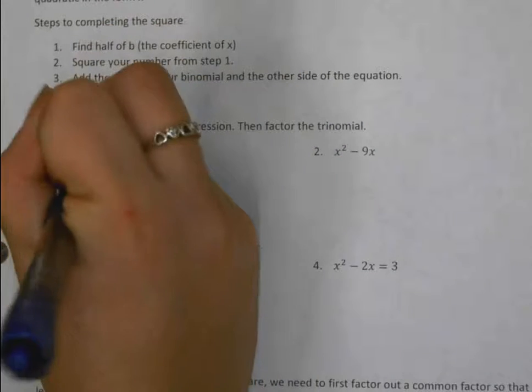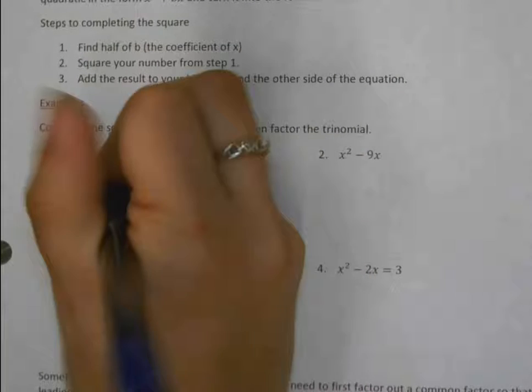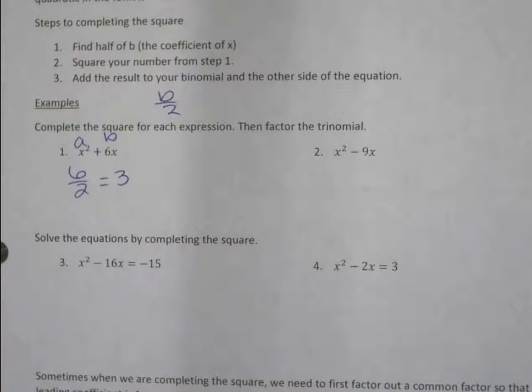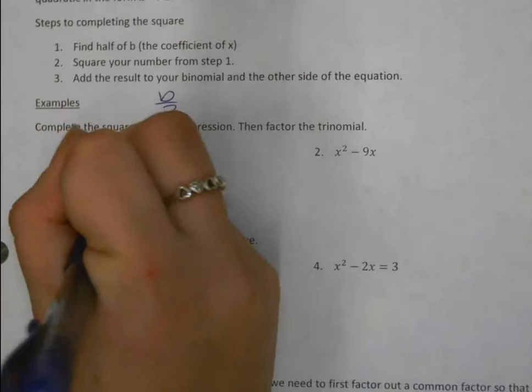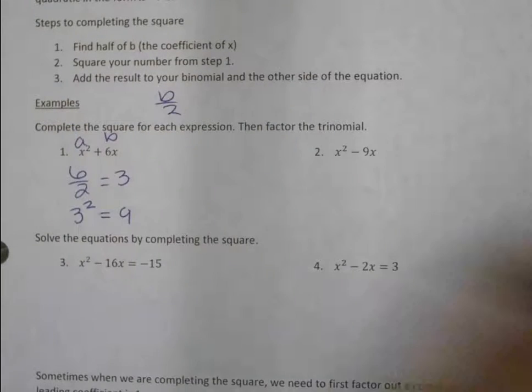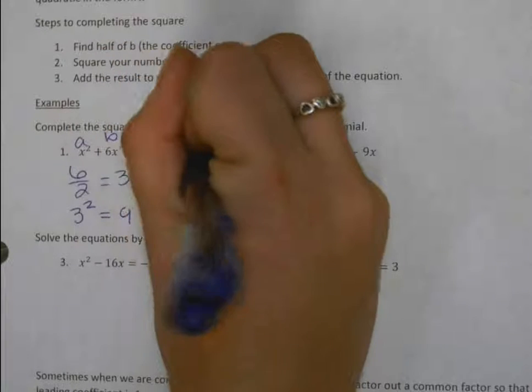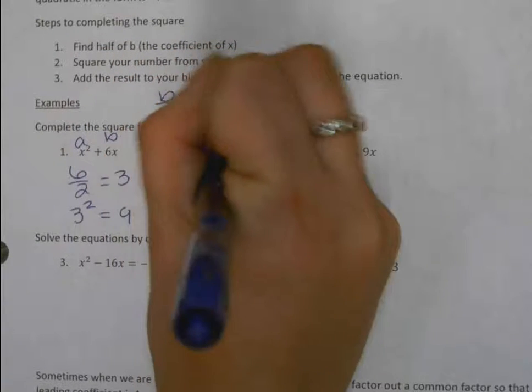So 6 divided by 2 is 3. So what I do is I'm going to add this number squared because it's called completing the square. So I do 3 squared, which is 9. And I'm going to add that to my expression. So I have x squared plus 6x plus 9.